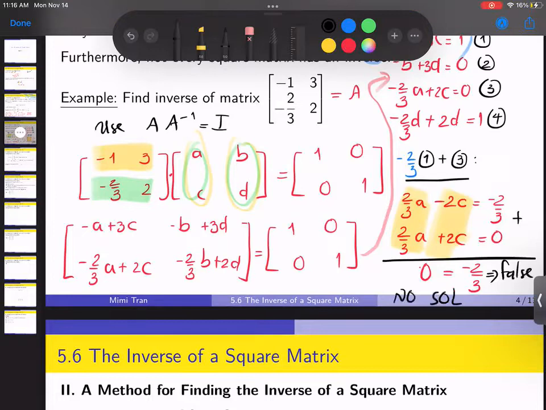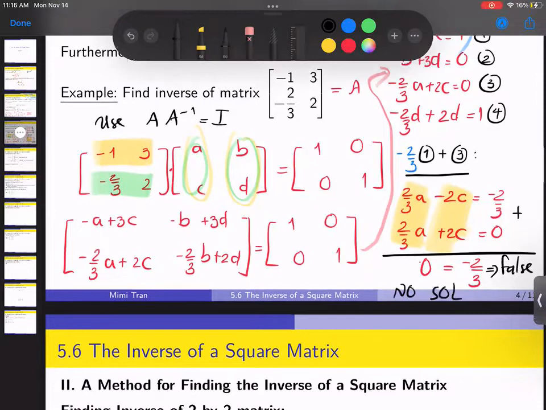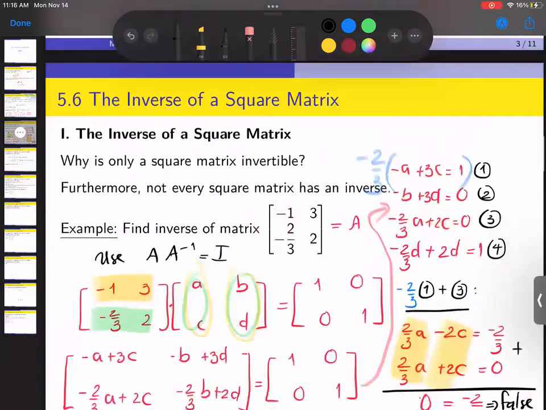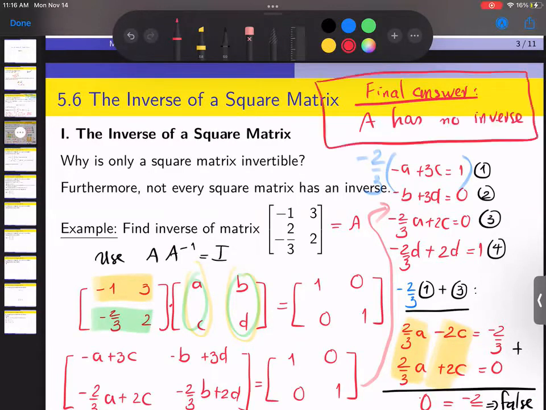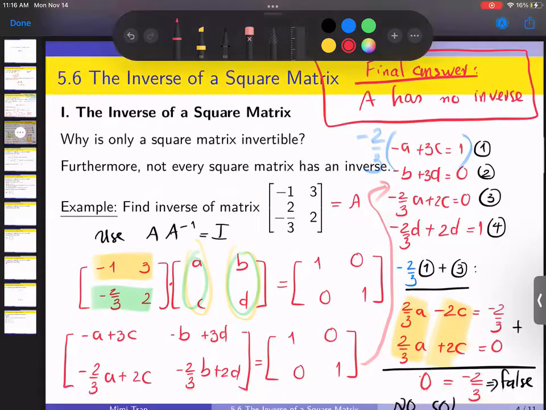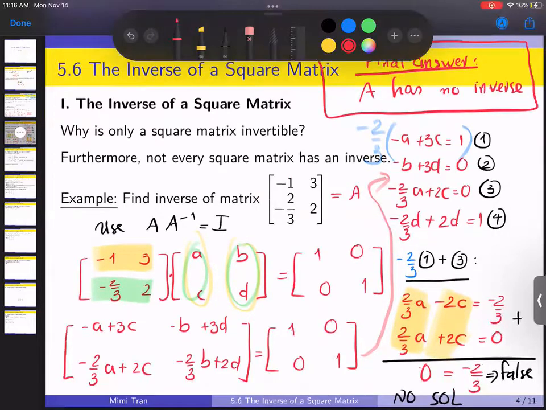If it's no solution, then you won't be able to figure out what A, B, C, D are, right? So that means no A inverse. All that work, no A inverse. So your final answer: A has no inverse, because you can't solve. If you were able to solve, then it has an inverse, but you can't solve.